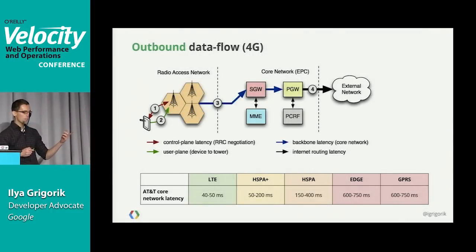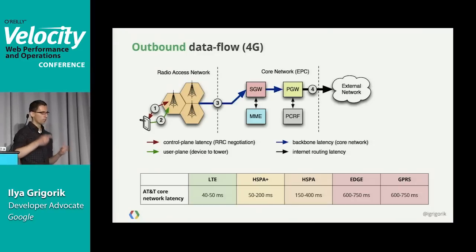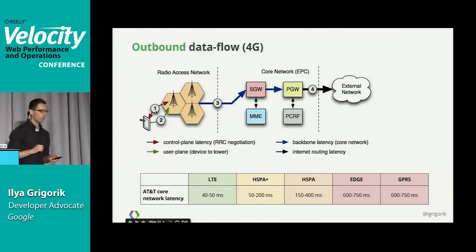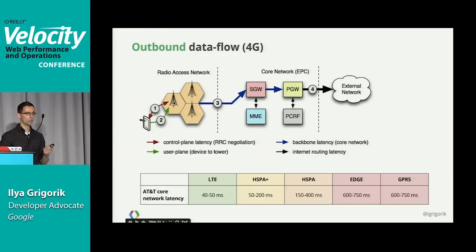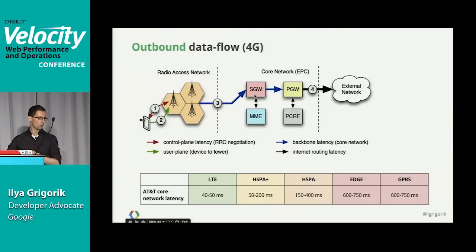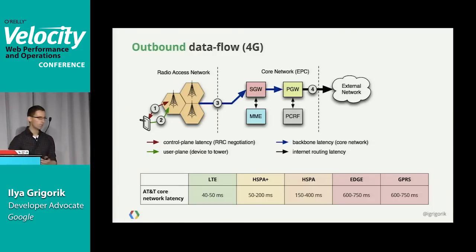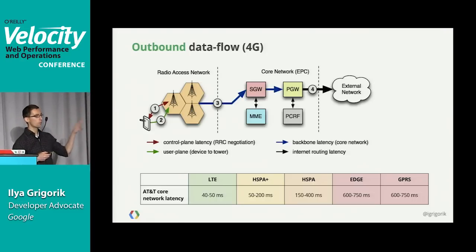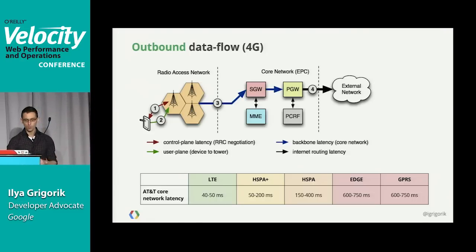We wake up the device, we talk to the tower. This is the control plane latency, right? This is the first hop right here. We get our assignment from the radio tower. We send the packets to the tower. The tower sends it to the serving gateway, which routes it to the packet gateway, and then it goes out to the external network. This entire flow right here, you can see some of the numbers from the AT&T network. These are numbers they advertise in their FAQs.